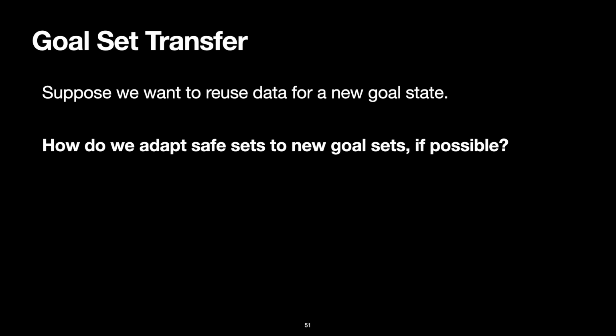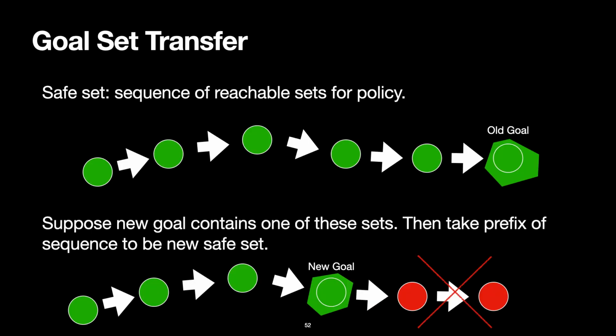Now, suppose we want to reuse our data to adapt to a new goal set. How much data can we reuse to do so, and how do we do this? Recall that the safe set is a sequence of robust reachable sets for a policy. For intuition, imagine that these sets are disjoint and eventually contained in the goal set. If we specify a new goal set that contains one of the robust reachable sets, we can then reuse all of the robust reachable sets that lead to this goal, and then pretend that the remaining reachable sets are a subset of the new goal set, which is required to be robust control invariant.